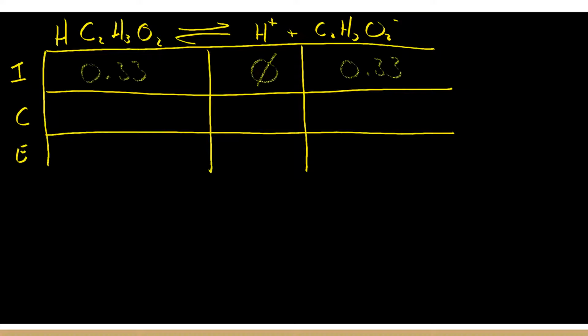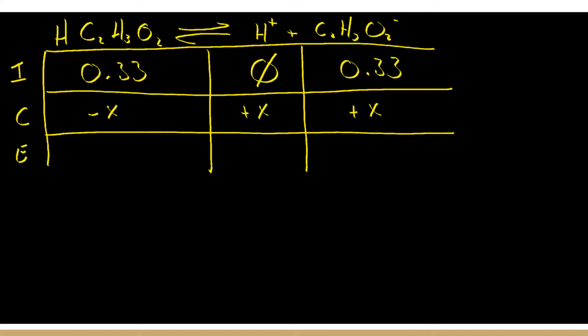And the initial concentrations are what we just found. That's why we went to all that trouble to find them. So the initial concentrations are 0.33 molar of the acetic acid, 0 molar hydronium, and 0.33 molar acetate. The changes in our concentrations are minus x and plus x. Very straightforward.